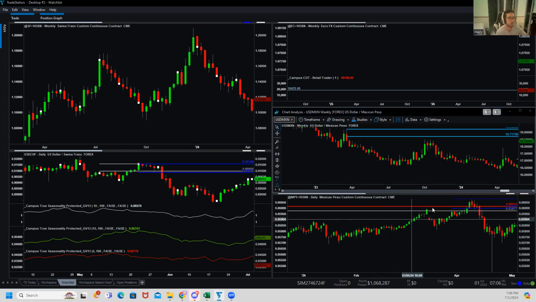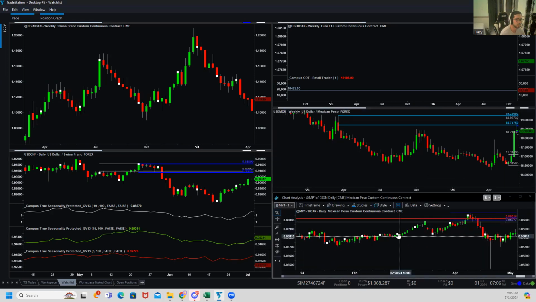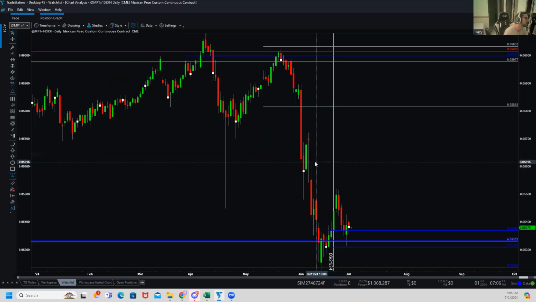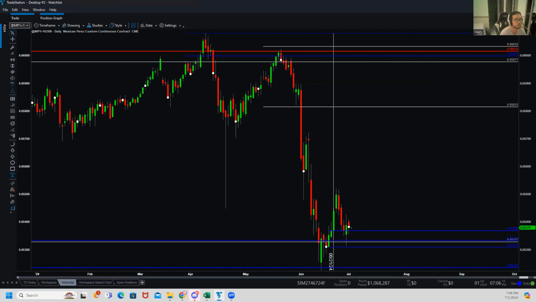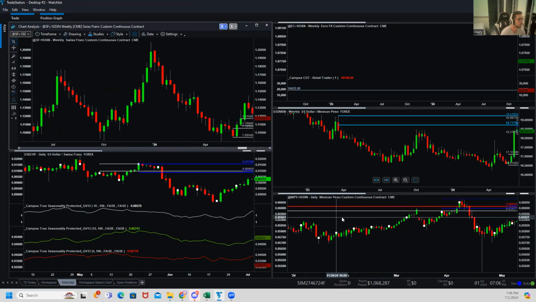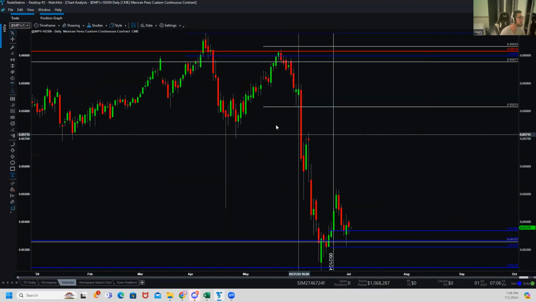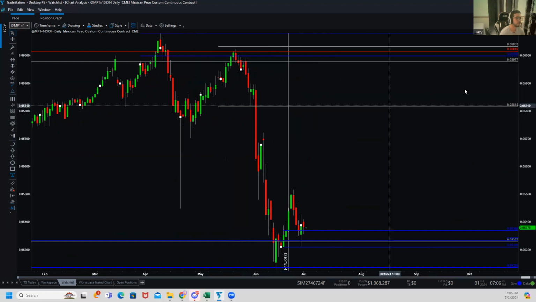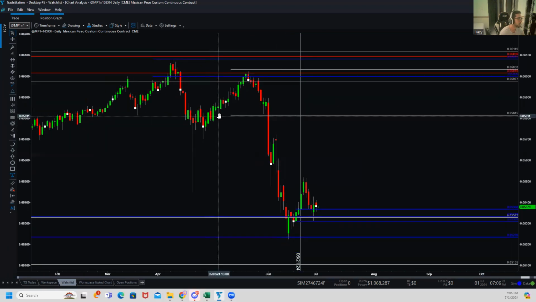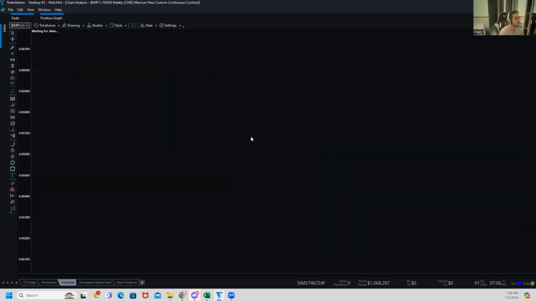Hope all is well. Let's talk about the instruments. In this case, the pair USD Mexican peso, which is the only thing I'm currently interested in this week. Let's start off with the Mexican peso futures chart. All right, so let's start off with the weekly.